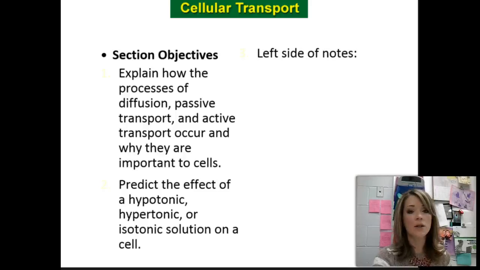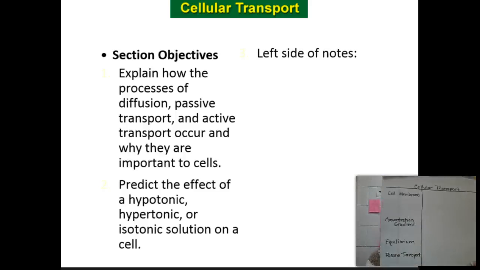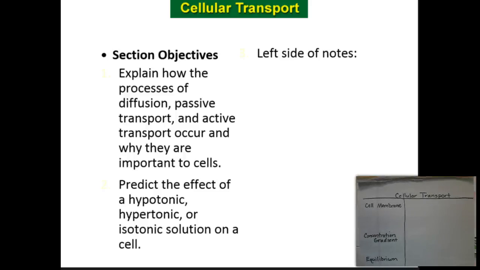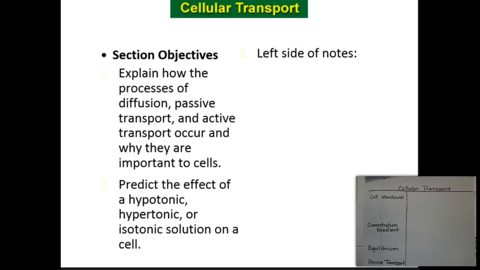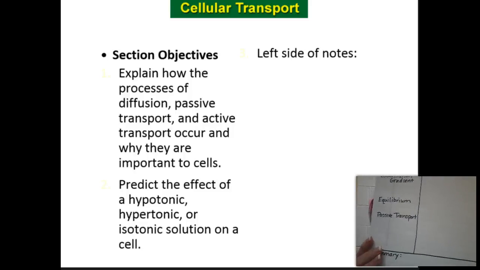The first thing that you're going to do is set up some Cornell notes that are going to look like this. So on your paper at the top, put cellular transport. Down the left-hand side is where you're going to put your terms. I've started and listed a few there for you. And then make sure you leave some room at the bottom for a summary.